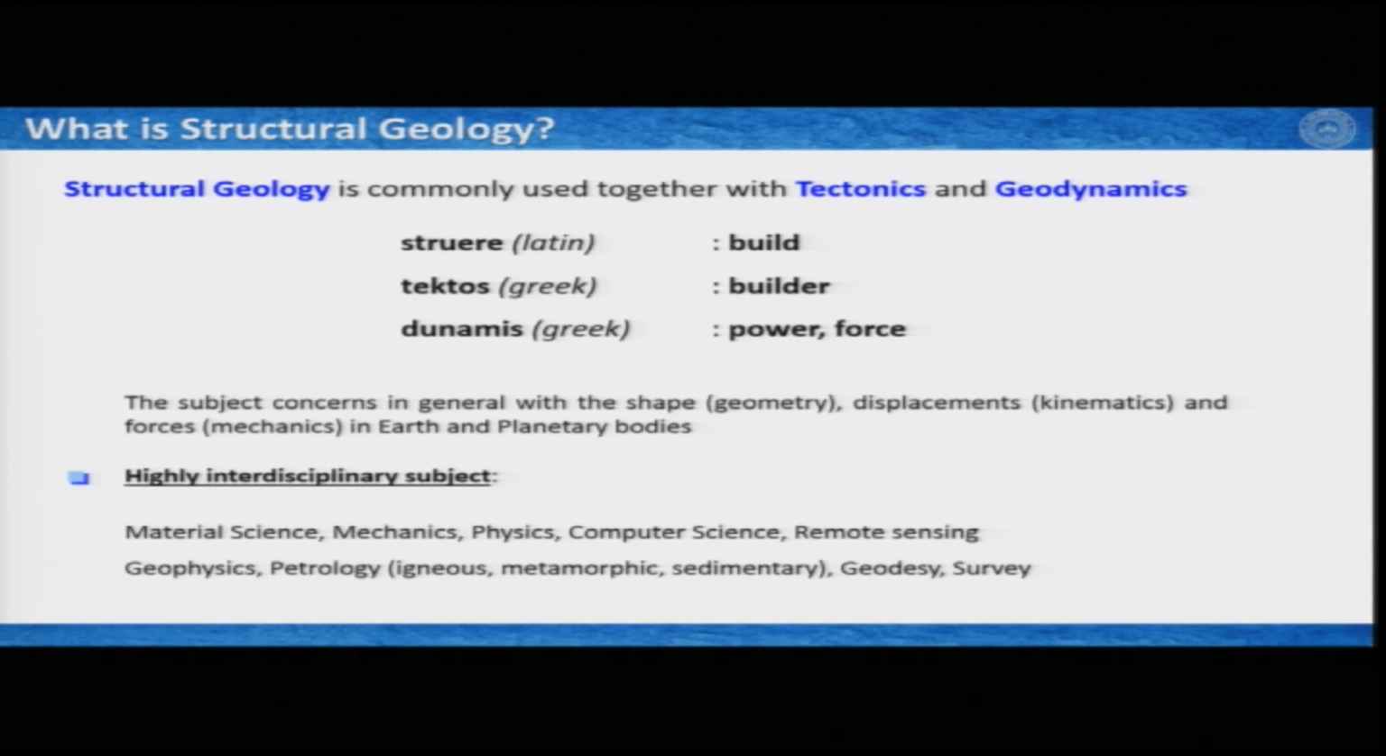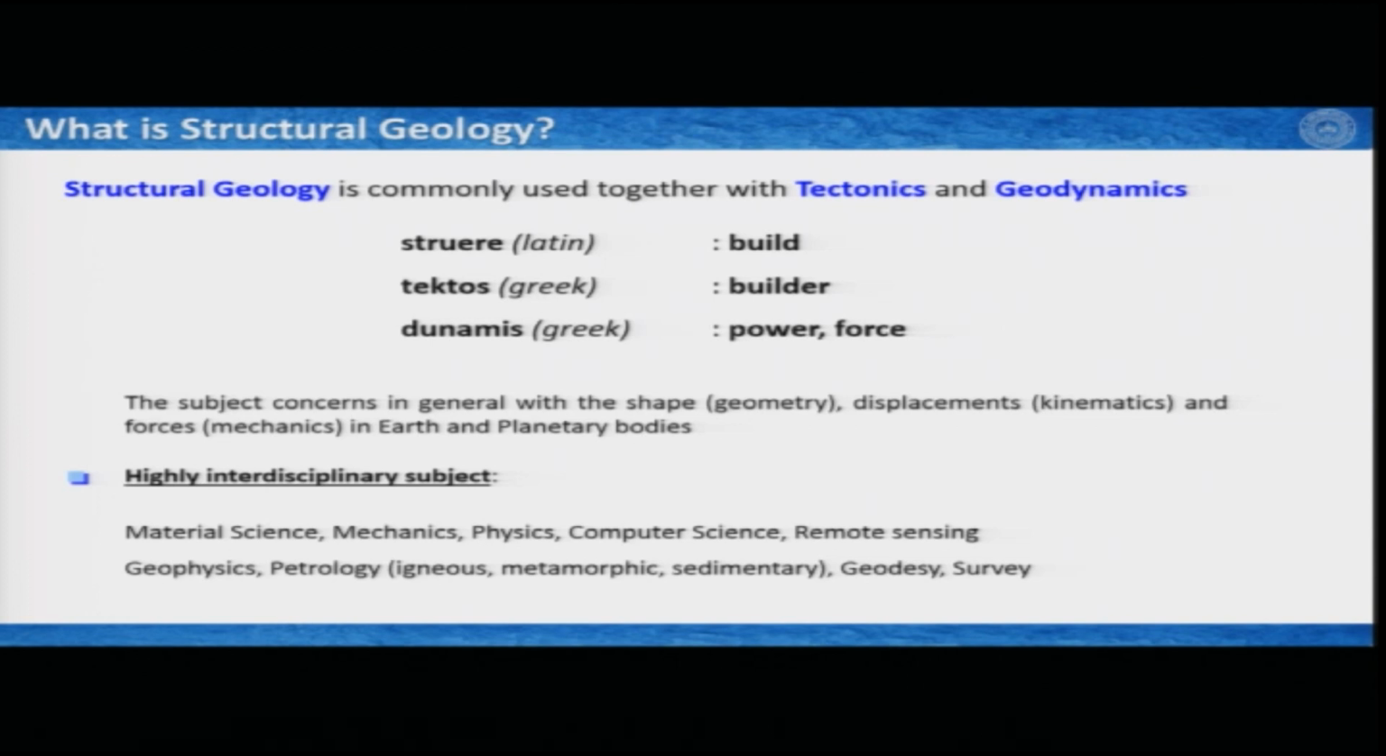Geology, well, geo is also a Greek word, meaning the earth. So these three terms, structural geology, tectonics and geodynamics, from the origin of these words, suggest that with the action of power and force, you can build something, and there is a builder for that. Structural geology is certainly all about power, forces, building something, and if you apply power and force, you have to deform, you have to move something from one point to another.